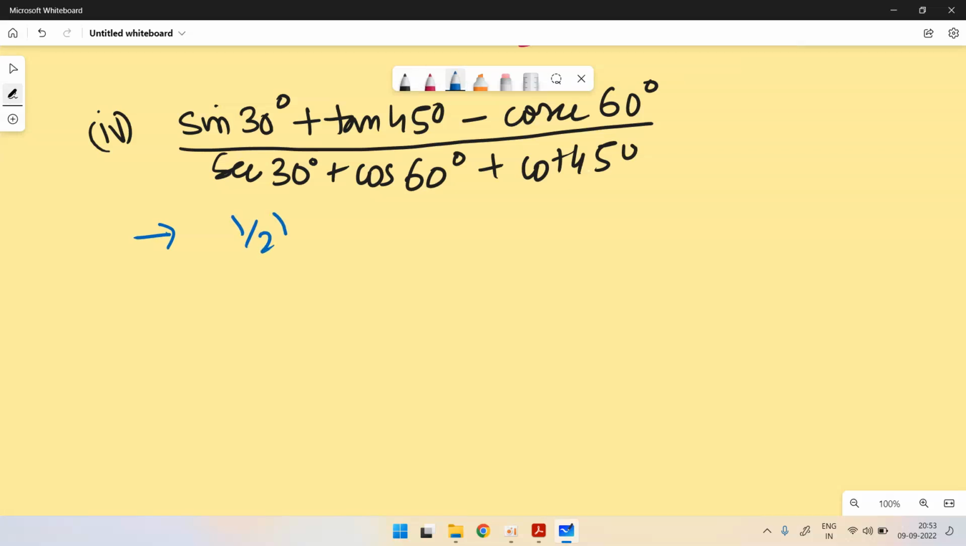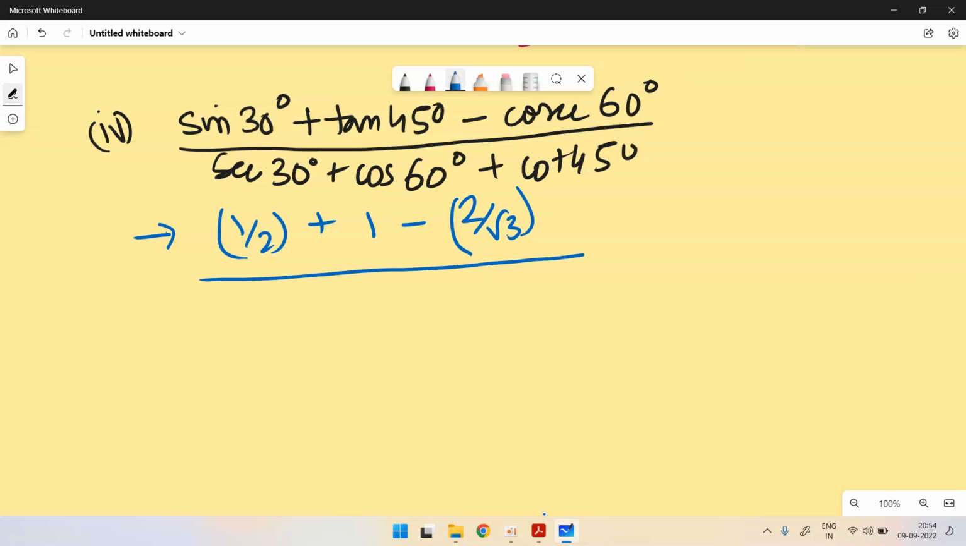Now if you evaluate this, sine 30 is half, tan 45 is 1, cosecant 60 is the inverse of sine 60, and sine 60 is root 3 by 2, so this is 2 by root 3. Secant 30 is the inverse of cos 30, root 3 by 2, so this is 2 by root 3. And cos 60 is half, and cot 45 degree is 1. So you take 2 root 3 as the LCM.